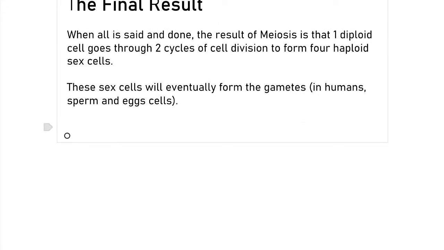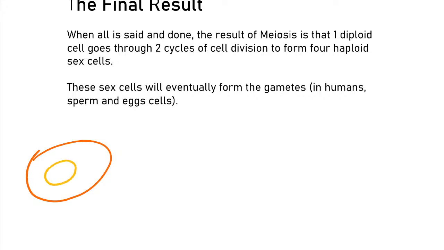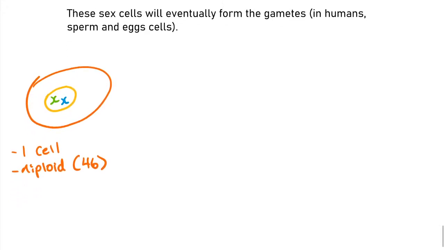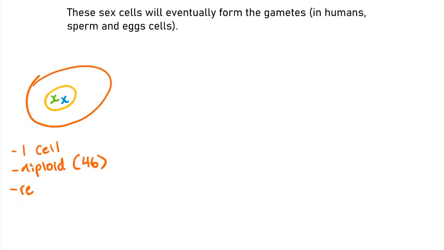So just to review, if we were to go from start to finish, just with the super basics, at the very beginning, we have one cell, and it is diploid and replicated. And we'll say that. One cell, diploid, which we're going to take to mean 46 chromosomes, because again, we're kind of talking about humans here, and it's replicated.